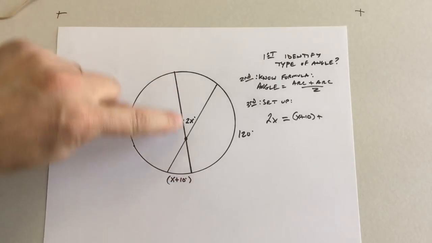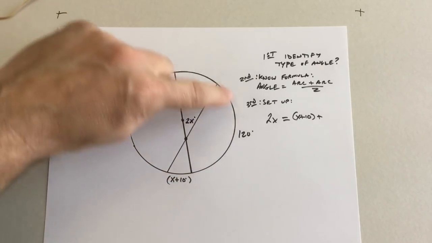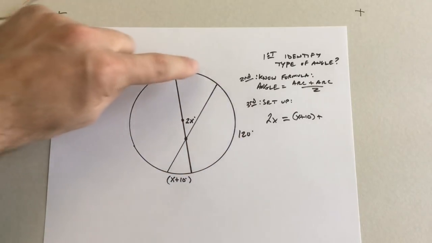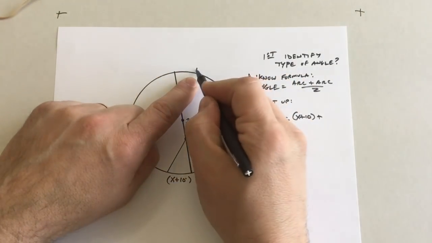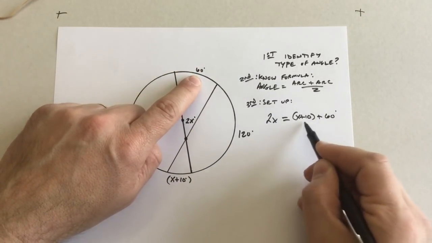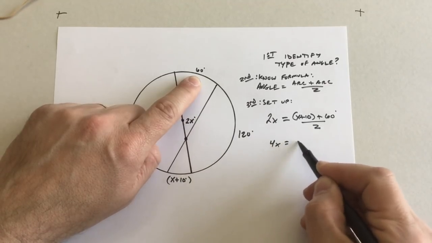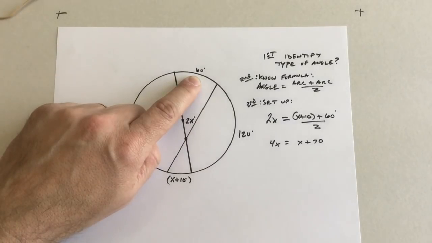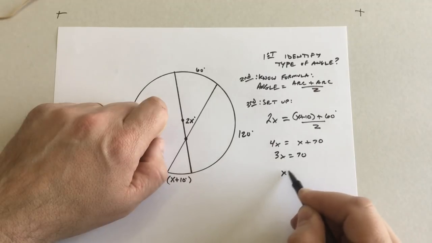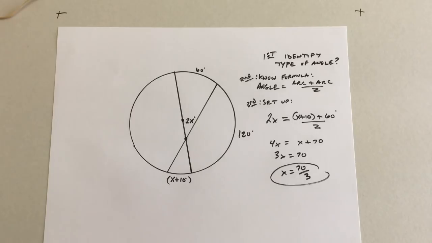This is the diameter, okay? This diameter means that this is half of the circle. This half adds up to 180. So if this adds up to 180, this has got to be 60 degrees, okay? So if this is 60, this goes here, divided by 2. There's your setup. So this is 4x equals x plus 70. I'm simplifying my algebra problem. I subtract this, I get 3x equals 70. X is whatever 70 divided by 3 is, some gross number. But that's the answer. Okay?